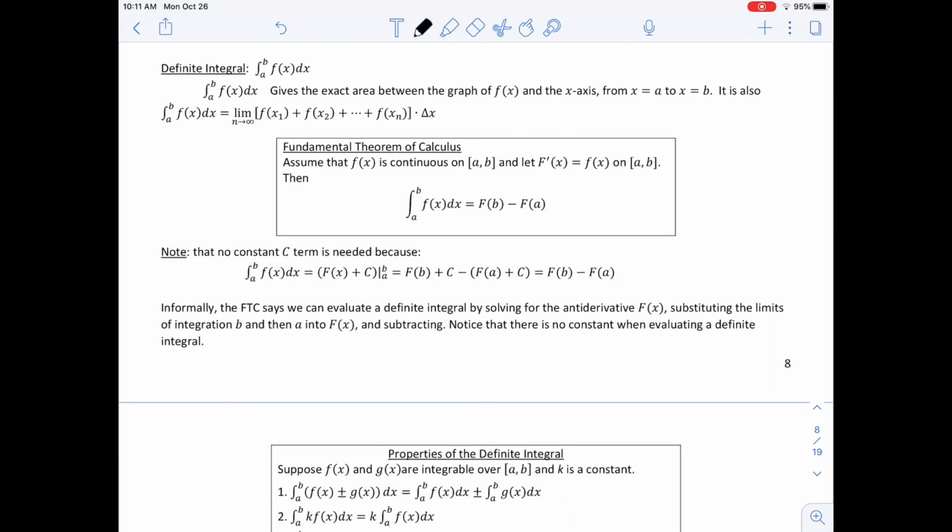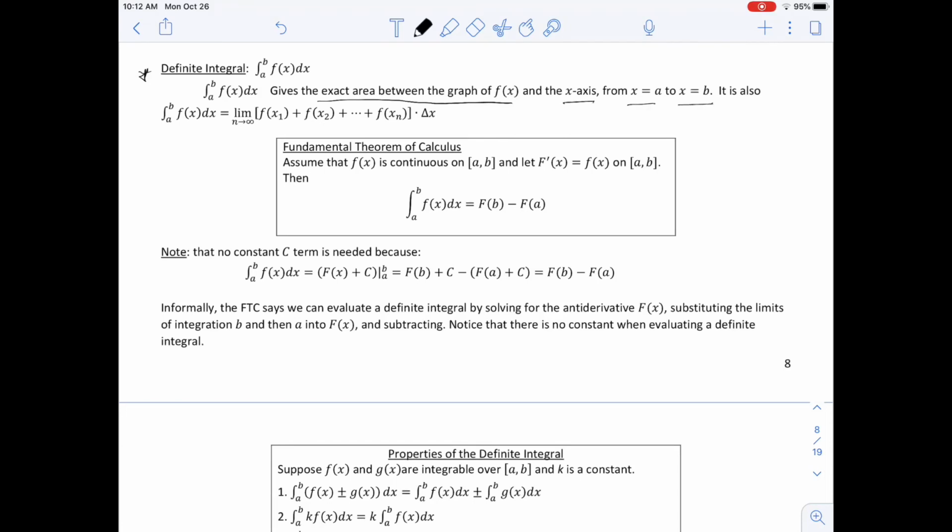The next thing that we have is called a definite integral. The definite integral is going to be the integral from a to b of f of x dx. So we have indefinite, which we learned about before, where there were no numbers on our integral sign, and now definite integral, which is where there are numbers. And this gives the exact area between the graph of f of x, the x-axis, from a to b.